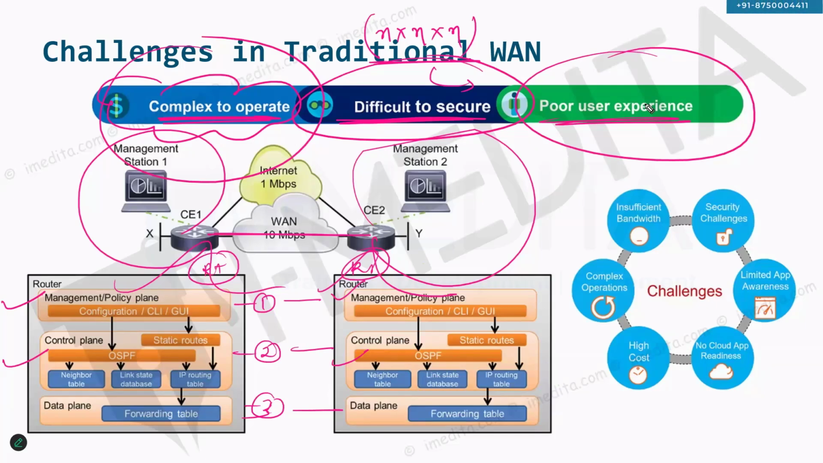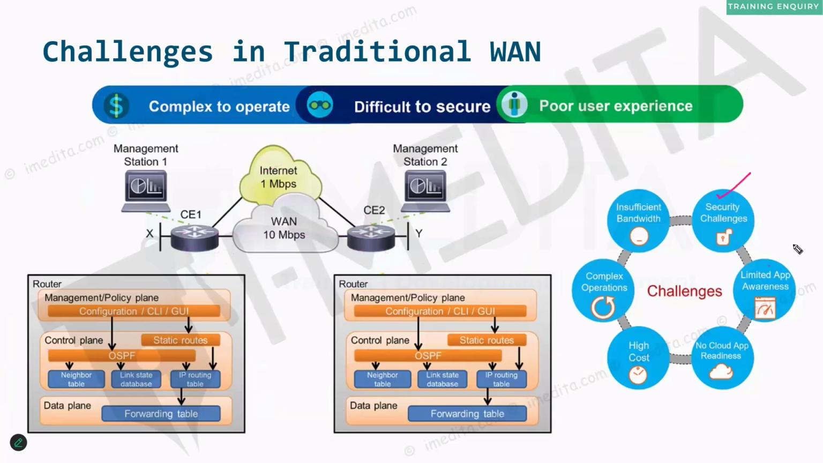So there are security related challenges, limited app awareness, no cloud ready WAN, high cost, and complex operation. Consider the modern day applications that we have. Let's take a very basic example, like Chrome, or any of your business critical applications, or any kind of application which can consume a lot of bandwidth. So the bandwidth might not be sufficient for all the applications.